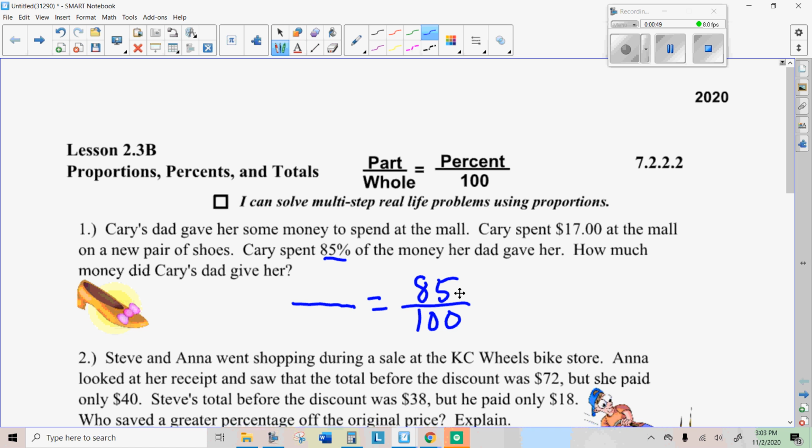So we're going to put the 85 over 100, but notice that we are wondering how much money Carrie's dad gave her. In other words, the total he gave her. So we're missing the whole. I'll put a W for whole. And the part that she spent is $17, so I'm going to put that there.